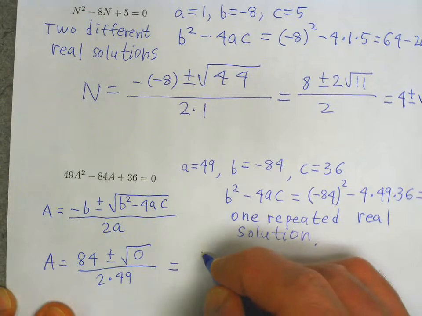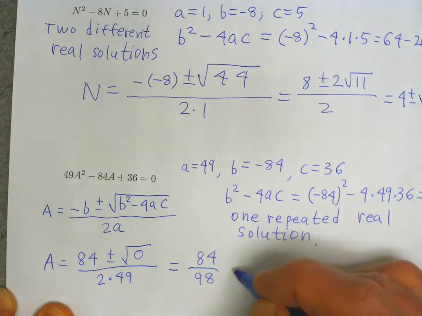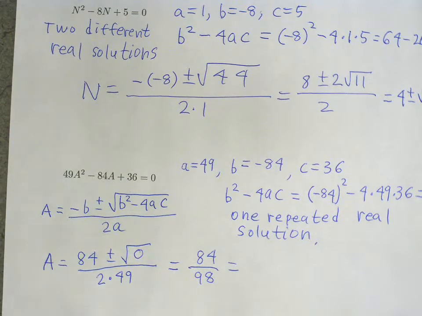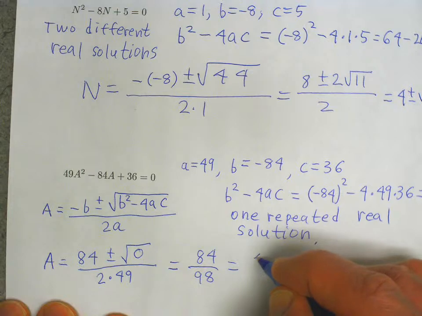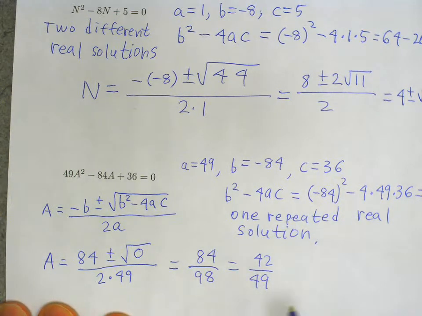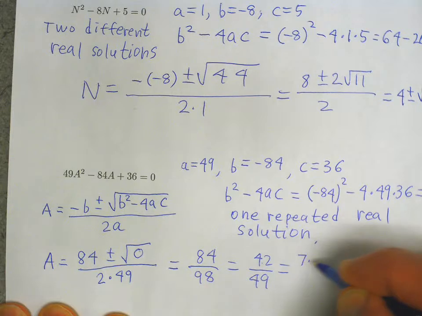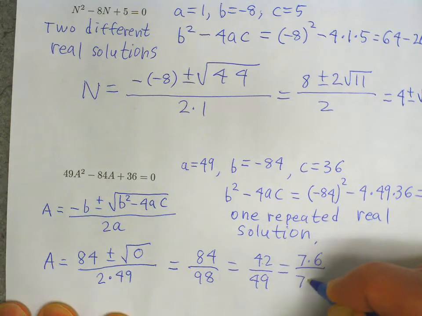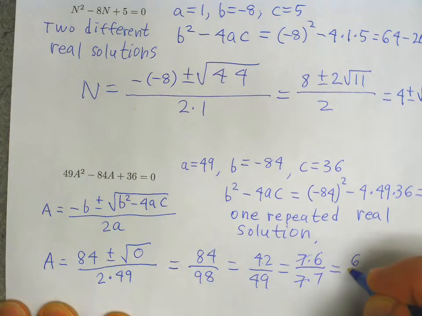So you can write this as 84 over 98. And then you can write this in lower terms, 42 over 49. And it can be written in lower terms still because 7 goes into both of those numbers. 42 is 7 times 6. 49 is 7 times 7. And the 7's cancel. So the one solution is 6 over 7.